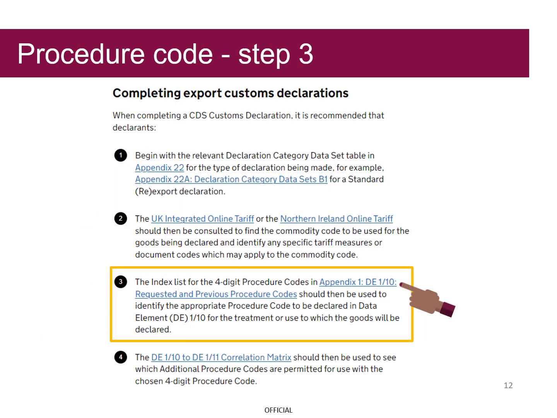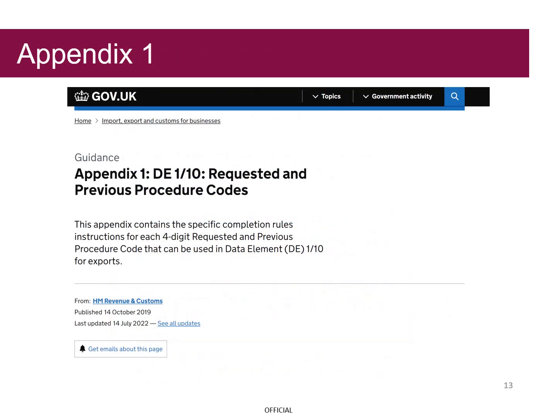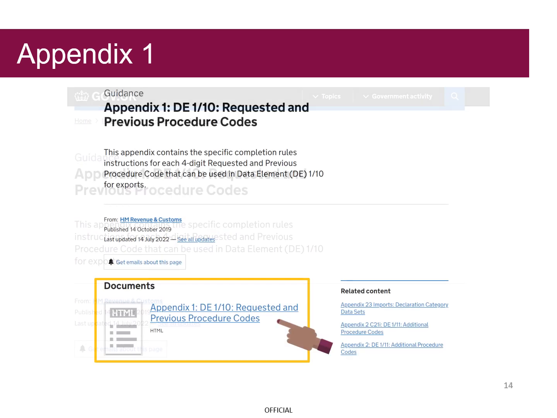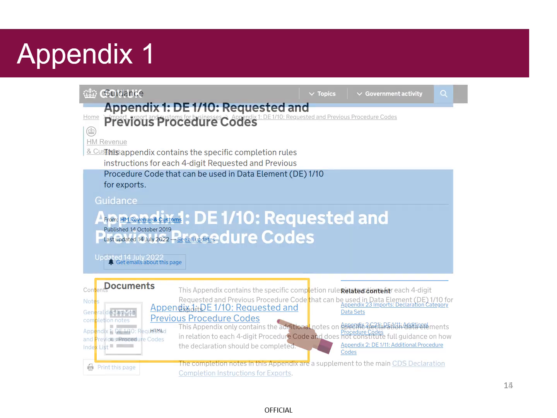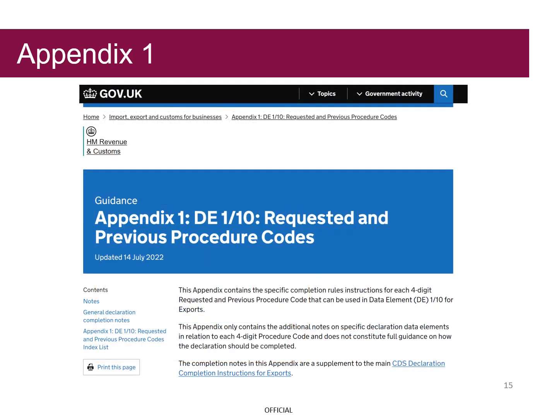Grayson needs to access Appendix 1 to identify the procedure code, so he selects the appropriate link. This is the guidance page for Appendix 1. Grayson scrolls down and selects the link to Appendix 1. This is the landing page for Appendix 1, Data Element 110, Requested and Previous Procedure Codes.